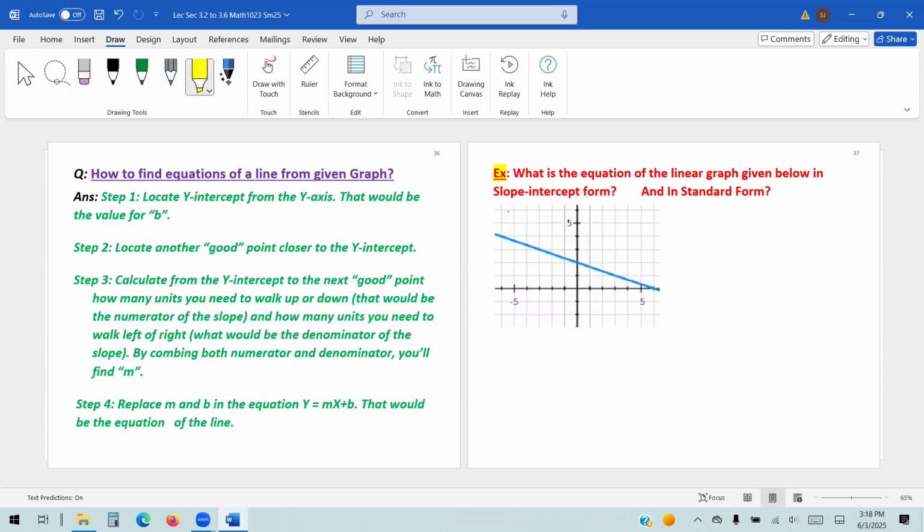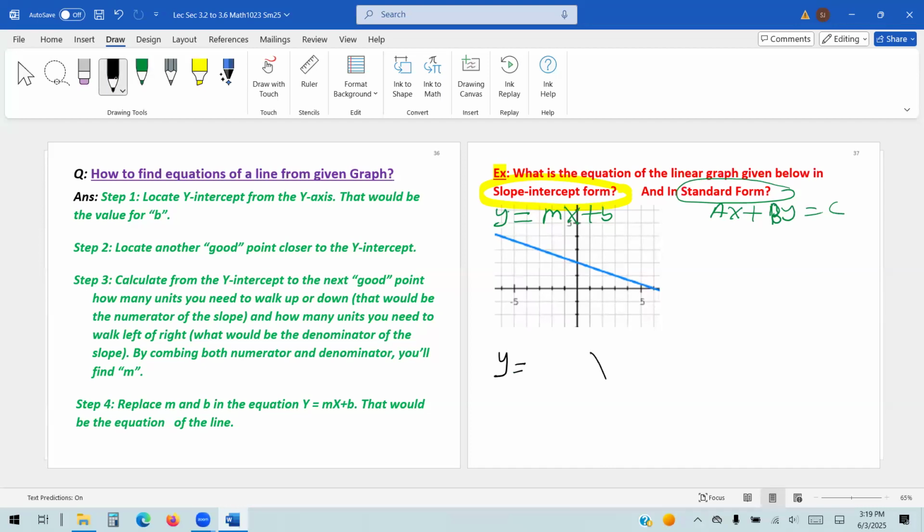So what is slope intercept format? What's the format for that? Y equals mx plus b. And what's the standard format? Ax plus by equals c. So they want us to write the equation of this line in both formats. Which one is easier to find or to write? Slope intercept or the standard form from this line? Slope intercept, obviously.